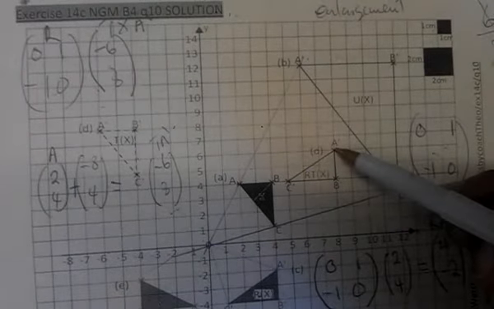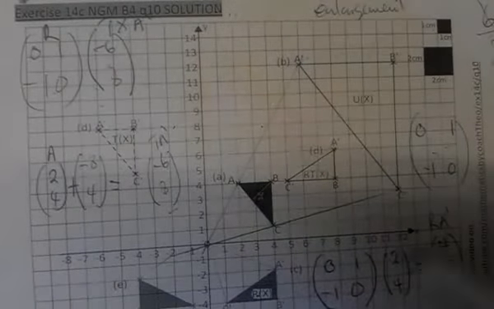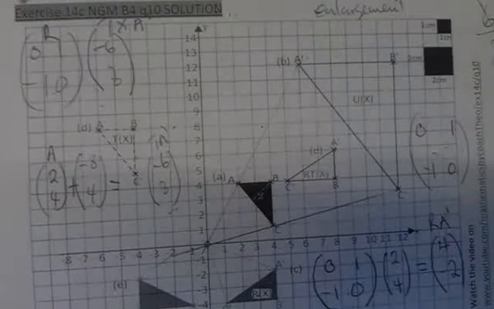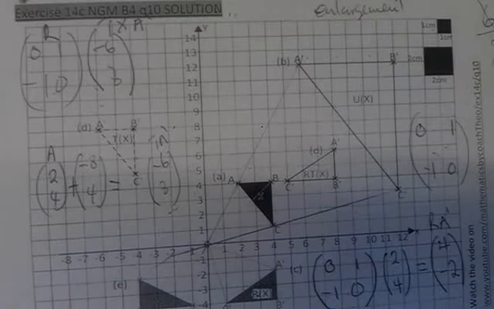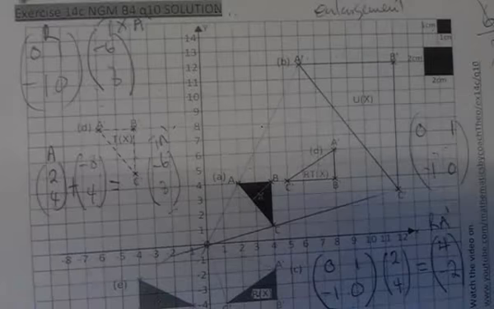There is another part of that triangle, so you can do the rest in your past exam questions. Let's try this one. The single transformation V is represented by the matrix 0 minus 1, minus 1 0. Draw and label the triangle VX and describe it fully.